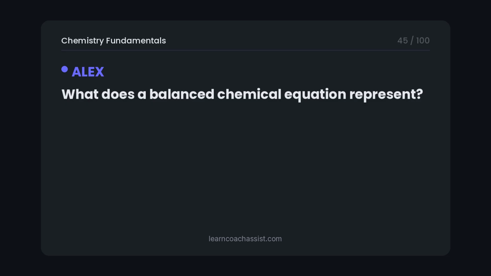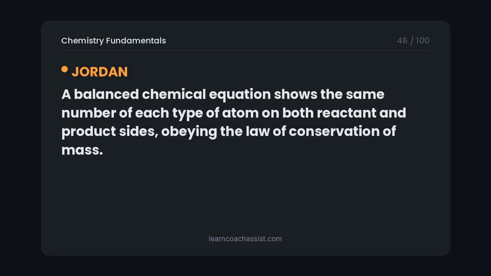What does a balanced chemical equation represent? A balanced chemical equation shows the same number of each type of atom on both reactant and product sides, obeying the law of conservation of mass.